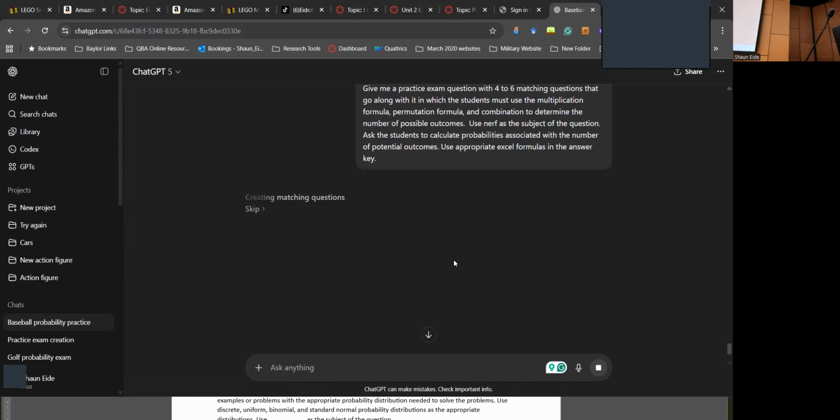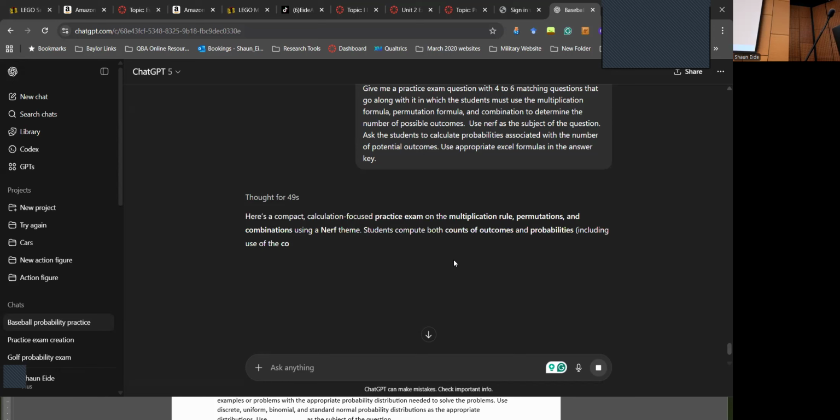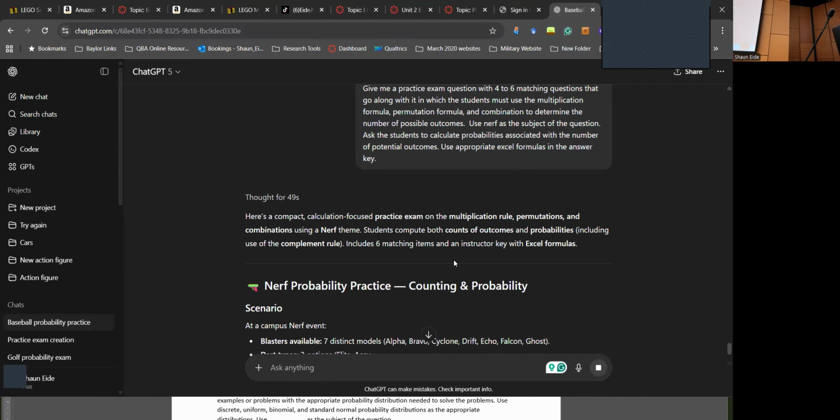So multiplication. When do we use the multiplication formula? There are X number of ways of doing one thing and Y number of ways of doing another thing, so X times Y gives you the number of ways to do both things. I know some of y'all have your accounting stuff, so I'm not going to hold that against you for not staying the whole time. Okay, so Nerf.